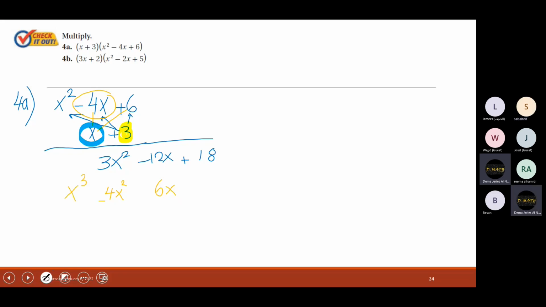Bravo. Now look at me here. I try to arrange them under each other. That can help me to combine them together easily. Now, x cubic, there's nothing here, so x cubic. 3x squared minus 4x squared.